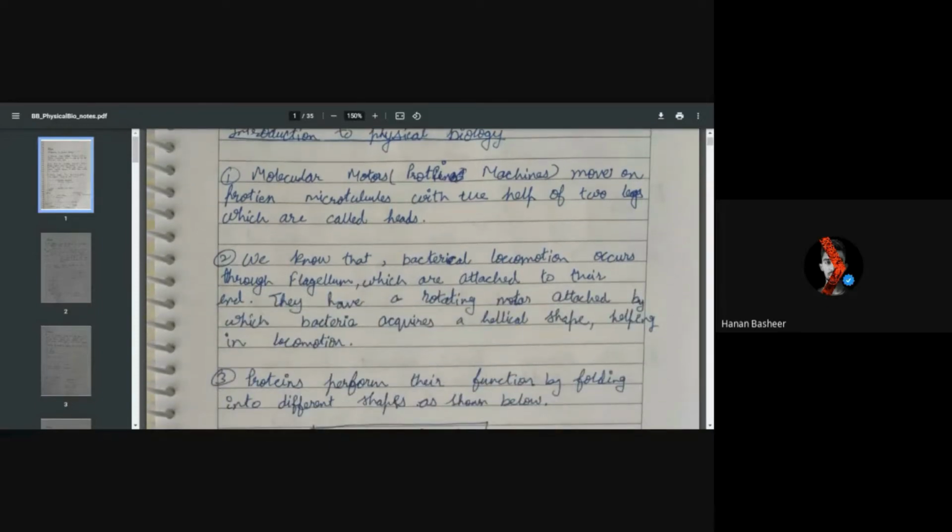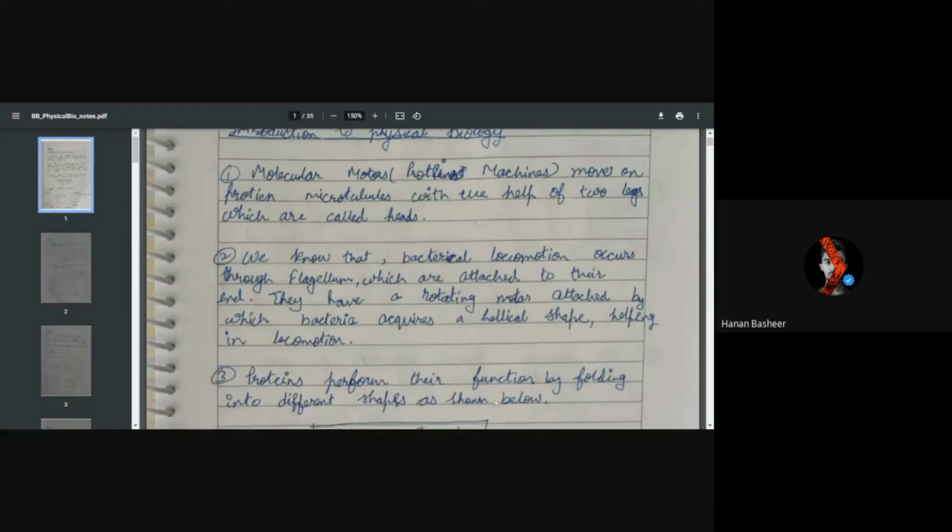We know that bacteria move using their part called flagellum, which is attached to their end. They also have a rotating motor-type mechanism which the bacteria can use to move using a coiling rotation motion.